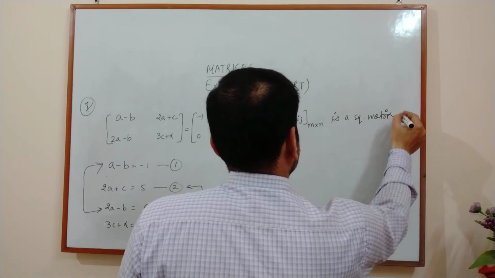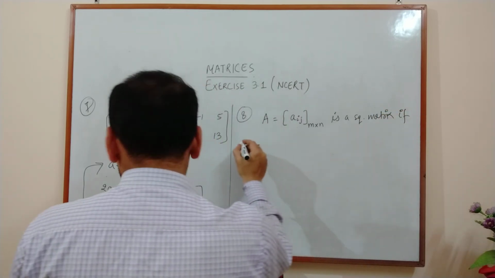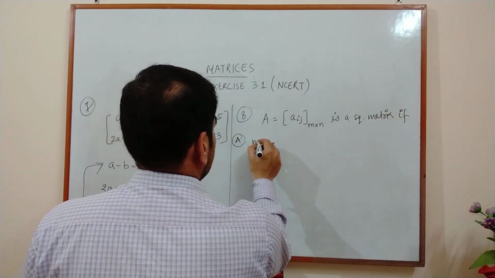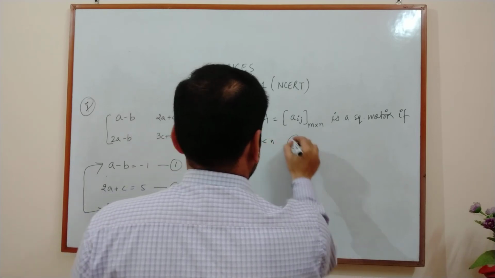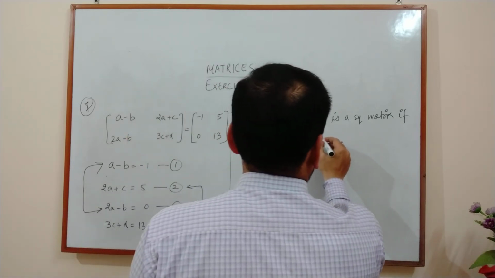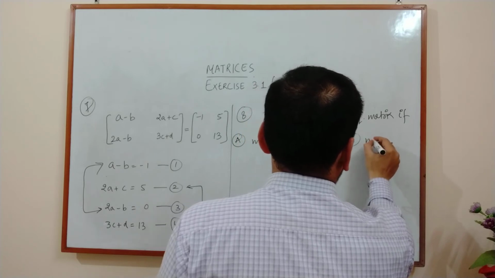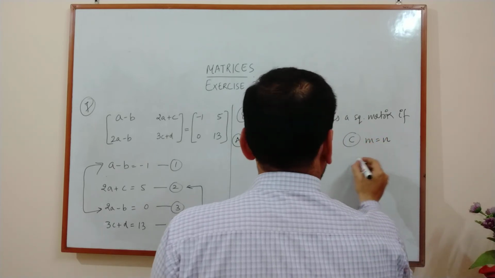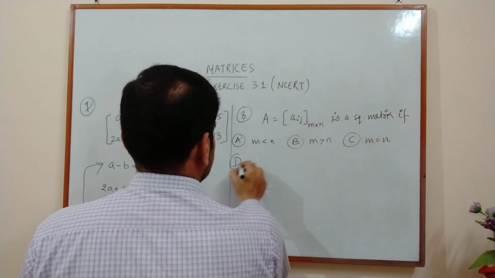It's a square matrix. The options are given. The first option is m is less than n. The second option is m is greater than n. The third option is m is equal to n, and the fourth option is none of these.